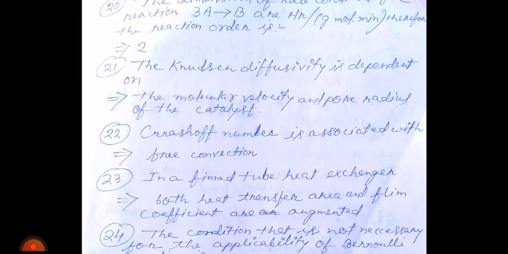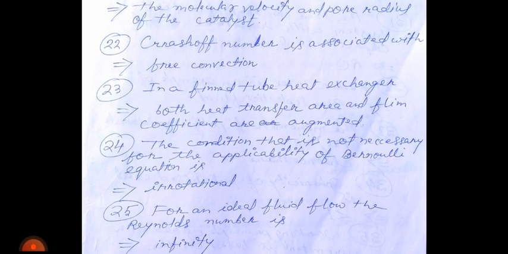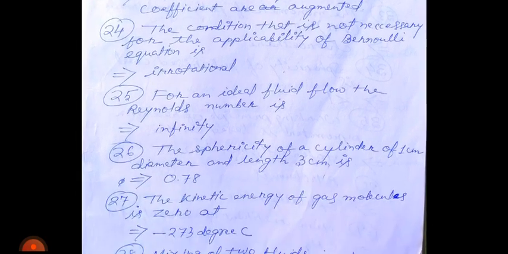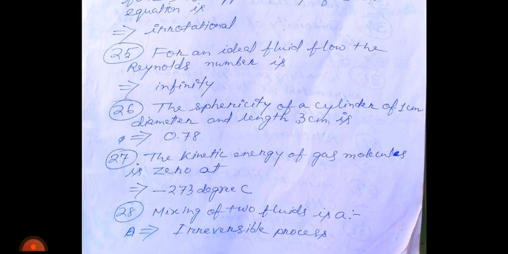The Knudsen diffusivity is dependent on the molecular velocity and pore radius of the catalyst. Grashof number is associated with free convection. In the finned tube heat exchanger, both heat transfer area and film coefficient are augmented. The condition that is not necessary for the applicability of Bernoulli's equation is irrotational. For an ideal fluid flow, the Reynolds number is infinity. The sphericity of a cylinder of 1 cm diameter and length 3 cm is 0.78.